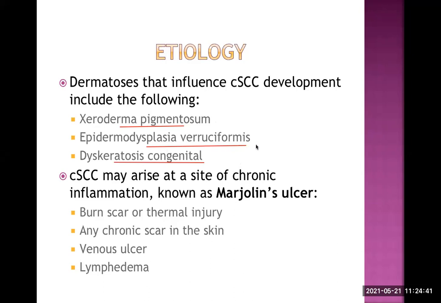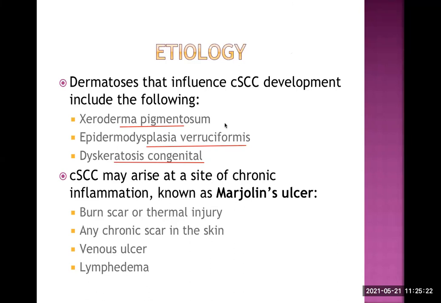Epidermodysplasia verrugiformis is another autosomal recessive disorder where there are numerous viral warts present in the body, the most severe type of viral warts disease. And dyskeratosis congenita is another congenital condition of the skin, where there is abnormal pigmentation of the skin, abnormality of the hair and nails, as well as bone marrow suppression. This is a condition where bone marrow is suppressed or abnormal, so that there will be pancytopenia. It can also lead to aplastic anemia. You can remember like that.